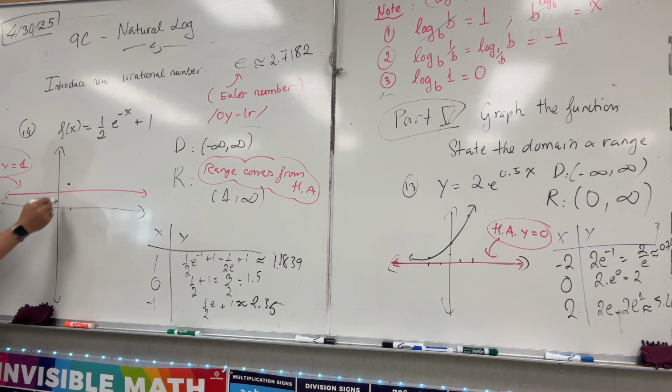All right, let's plug it in. 1.8 something here, 0, 1.5 above here, and then negative 1, 2 point something here. Okay, that's it.